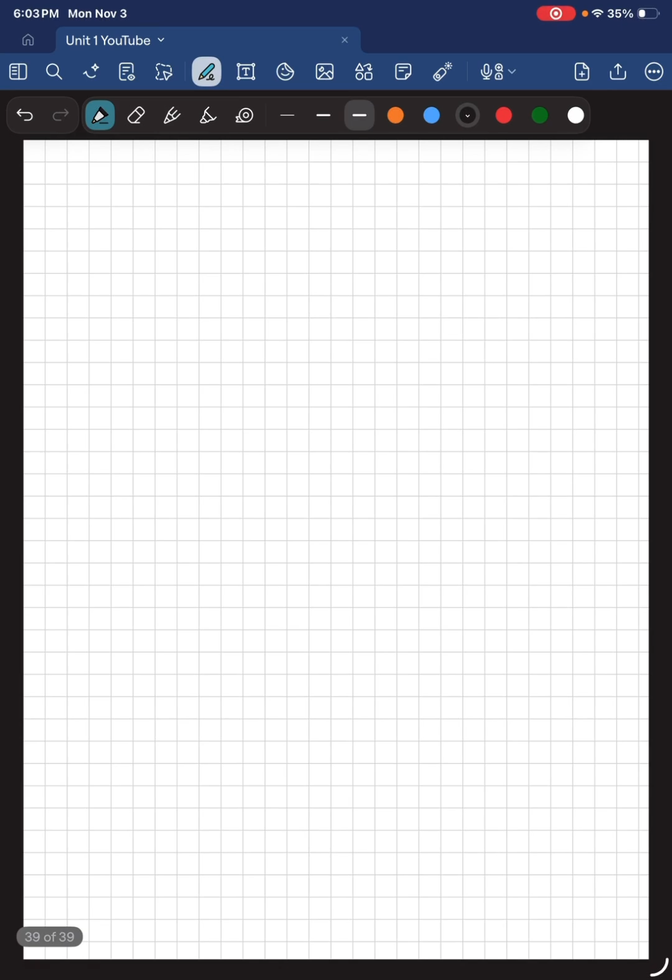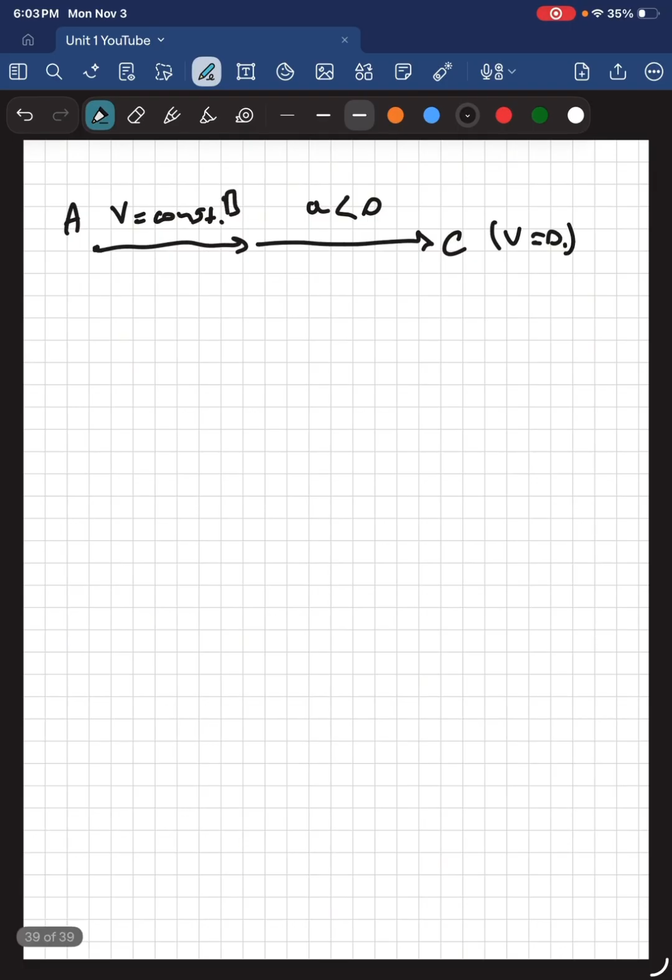So if you draw this motion, from A to B, the object has a constant speed. It then, from B to C, so this is C, the object decelerates until it comes to a stop at C. So at C, V equals 0. And then from C, it accelerates backwards to D. Then it moves to E, where it stops. So at E, V equals 0.